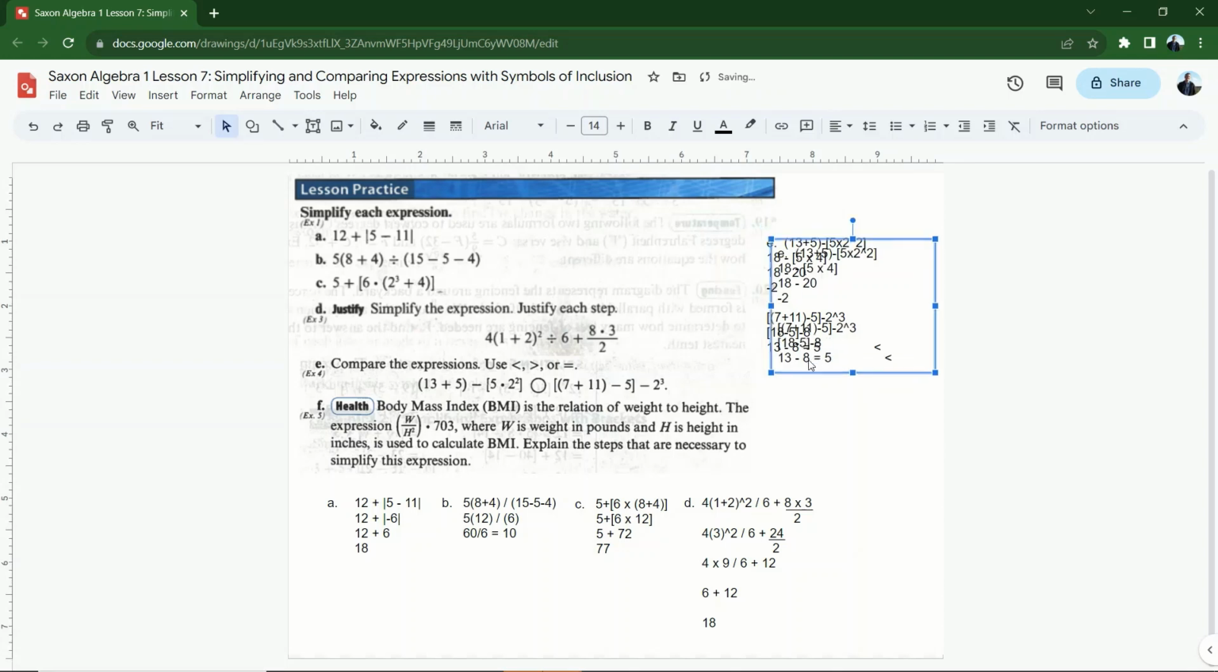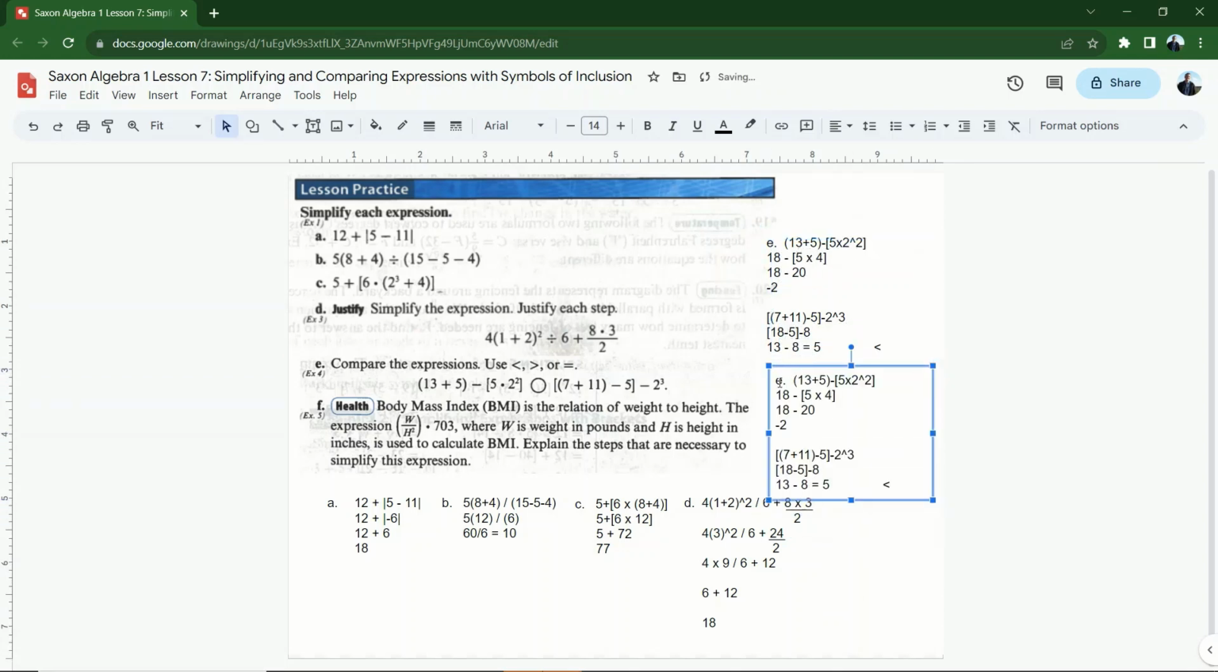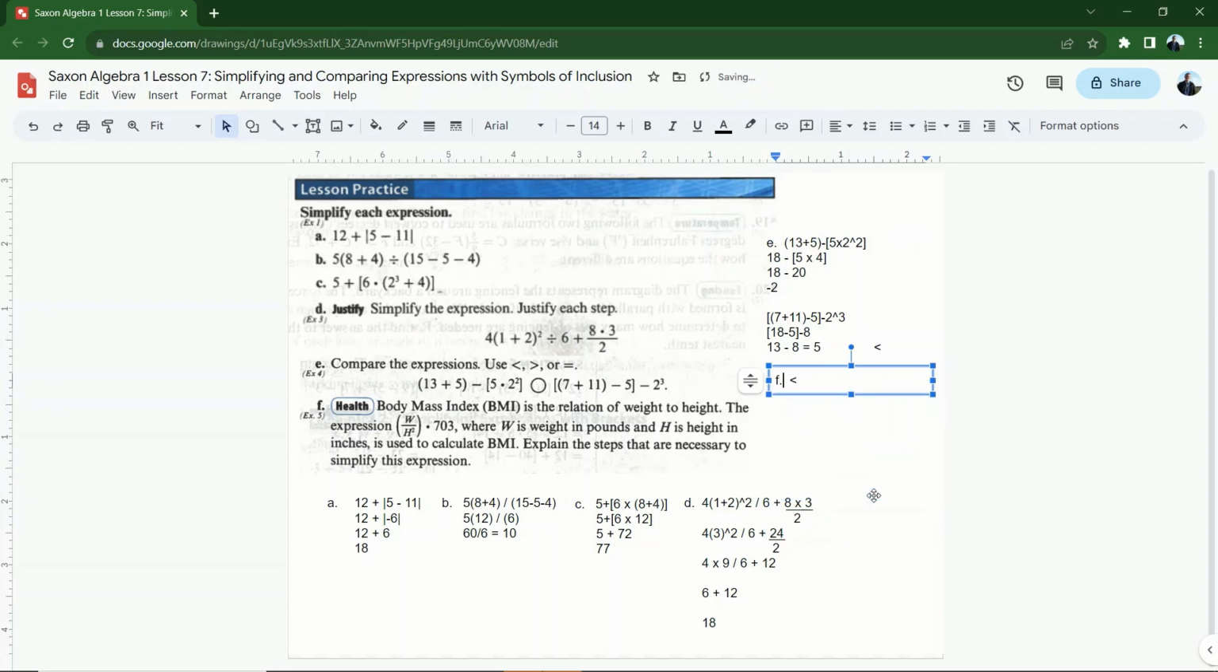All right, and let's do F. This one's going to be more of a word problem. Body mass index is a relation of weight and height. The expression weight over height squared times 703, where W is weight in pounds and H is height in inches, is used to calculate BMI. Explain the steps necessary to simplify the expression.